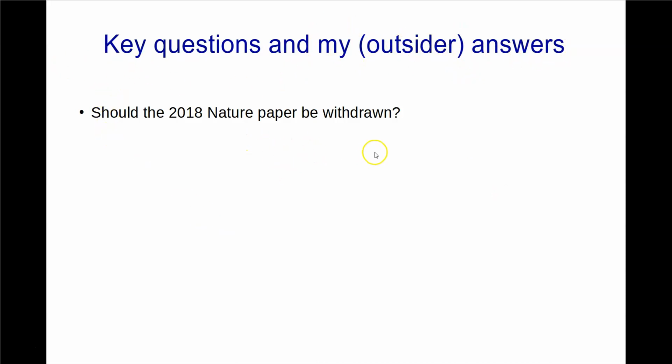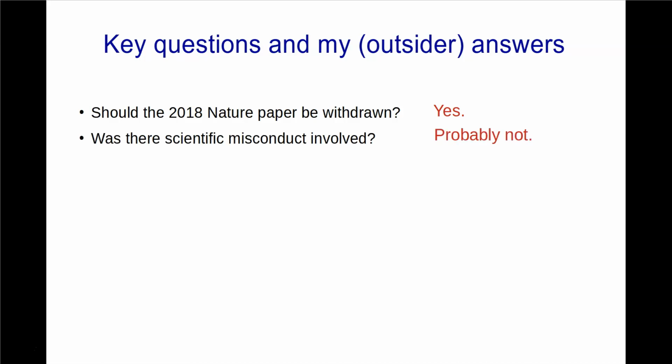Okay, to wrap up, here are some quick questions and my own answers, my own opinions, right? So in light of all that we have seen, should the 2018 Nature paper be withdrawn? I think that the answer is definitely yes. There's strong evidence that the data does not back the main conclusions of that paper. Now, was there any scientific misconduct involved there? I think probably not. Most likely not.